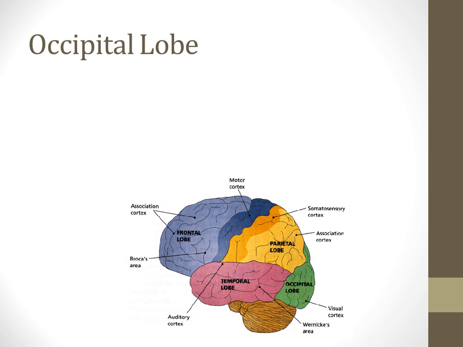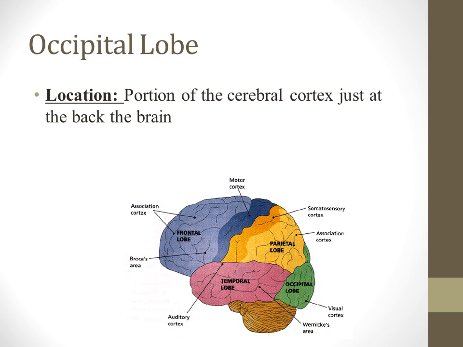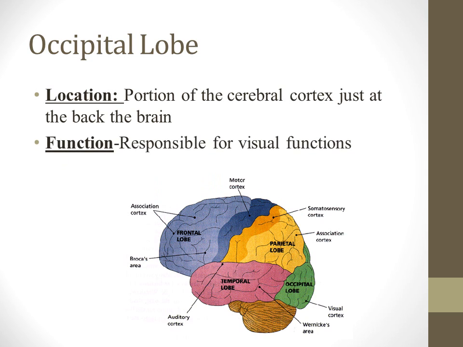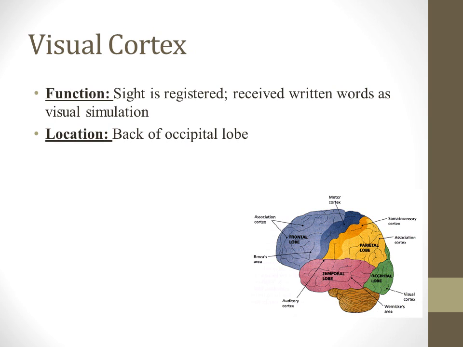The occipital lobe is at the back of your head. The location in the cerebral cortex is just at the back of the brain. Its function is responsible for vision. It's also known as the visual cortex. Kind of like the sensory cortex and the motor cortex, it contains the visual cortex, which is where sight is registered. It receives written words and visual stimulation. It's at the very back of the occipital lobe here.